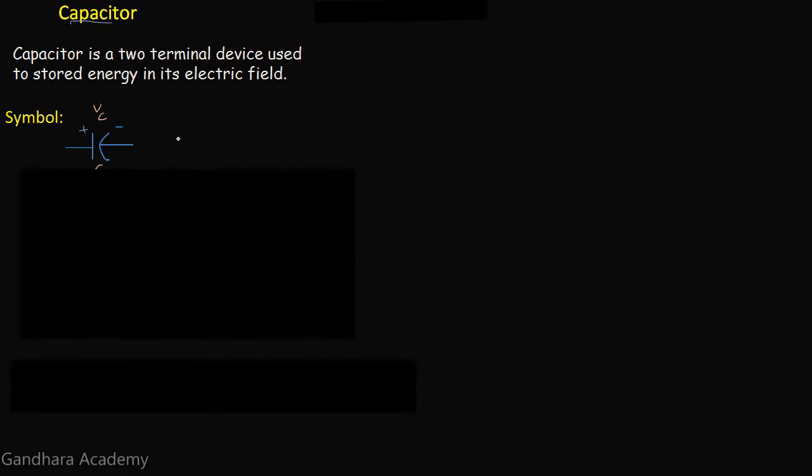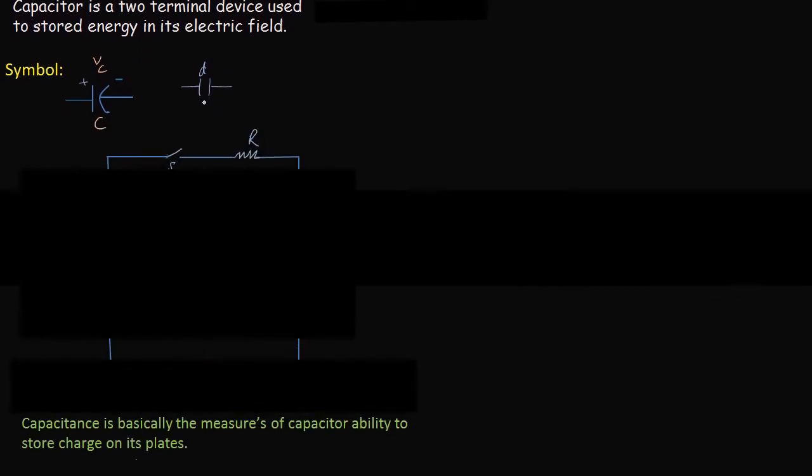The basic construction of a capacitor is to separate two parallel metallic plates by a specific distance, let's say d, and these two metallic plates have the same area, and the medium used between these two metallic plates is air or any other dielectric.